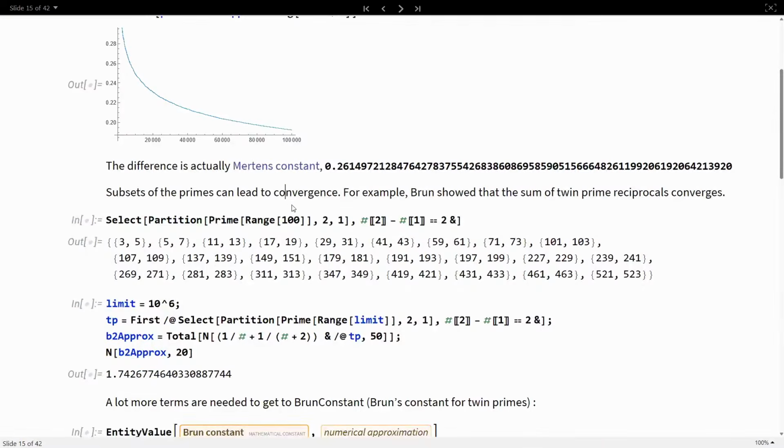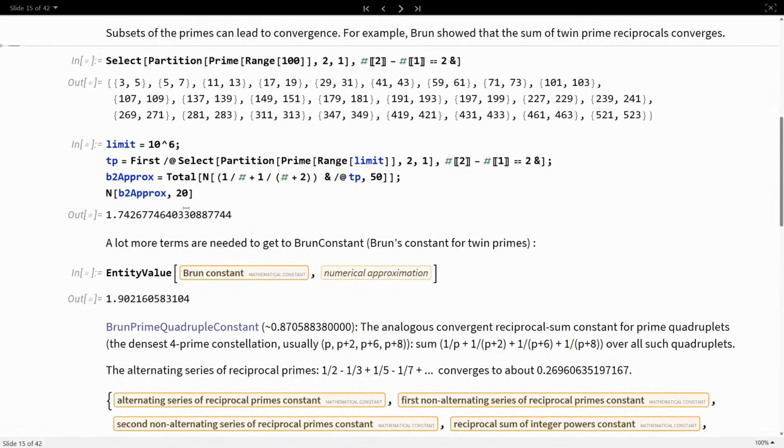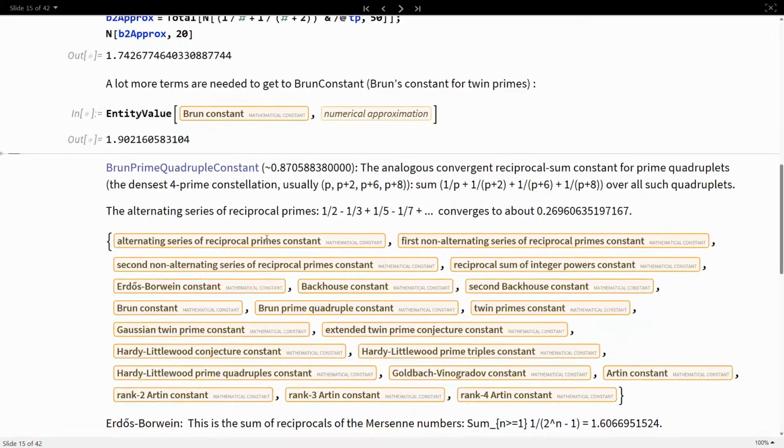Another one with primes is the Brun constant. He showed that the sum of twin prime reciprocals converges instead of diverges. And we can take a look at, say, the twin primes under 10 to the 6th, and we get this value, which is not all that close to the known values so far, 1.9. But you need many trillions of terms to get to this level of accuracy.